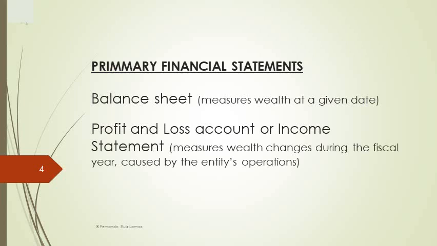In order to meet the demands of the different users of financial information, when measuring wealth and its variations, we identify two primary financial statements: the balance sheet, or statement of financial position, and the profit and loss account, or income statement. The balance sheet measures wealth at a given date. Remember that we accountants refer to wealth with the term equity. As for the profit and loss account, it measures wealth or equity changes during the fiscal year caused by the entity's operations.